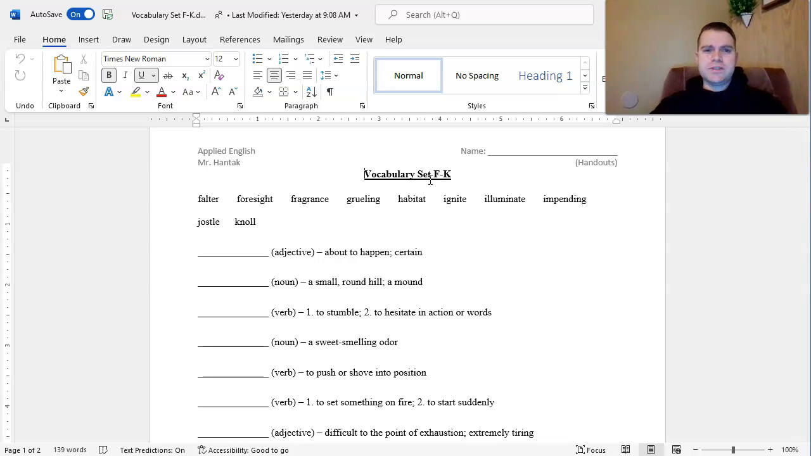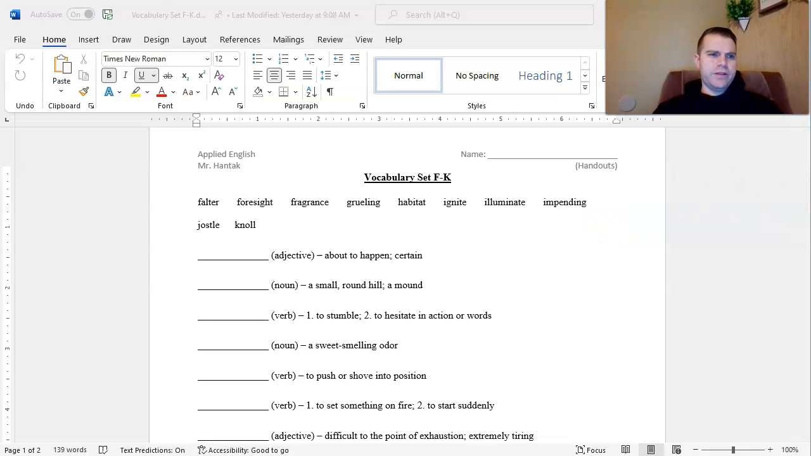Here we just have a list of words, 10 words that are good for everyone to know, between the letters F through K right up there. I'm actually going to work through these definitions rather quickly for the sake of time. My only assignment for you will be for you to work through your practice sentences for these words. It's good to read these ahead of time. So our words this time, starting from the letter F, are falter, foresight, fragrance. Some people pronounce it fragrance. I call it fragrance. Grueling, habitat, ignite, illuminate, impending, jostle, and knoll.